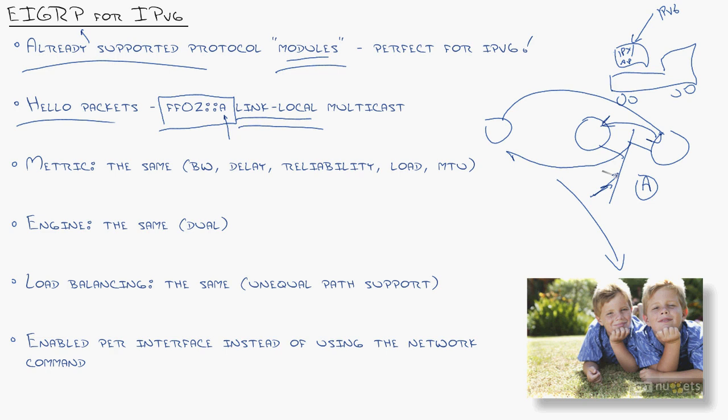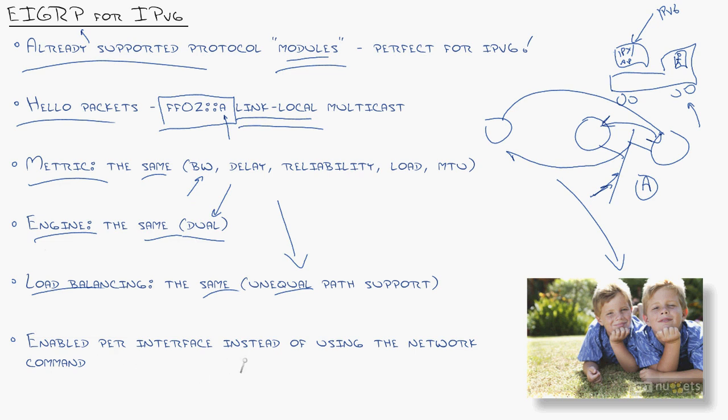Now, here's where it gets fun. Metric, the same. Engine, the same. Load balancing, the same. It's kind of like the same the whole way. It still uses the same metric as it did in IPv4. Still uses DUAL, the Diffusing Update Algorithm, because again, the Mack truck is the same thing. DUAL is the algorithm that calculates the routes. That's the same. Nothing's changed. It still does unequal path load balancing across multiple paths. It's the only protocol in the industry that does that. With OSPF, all of the competitors only do equal path support.